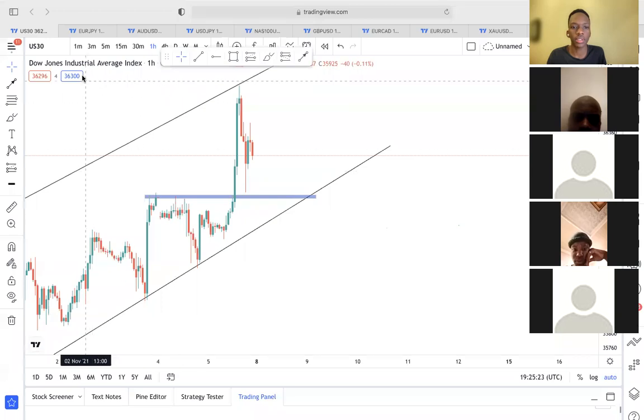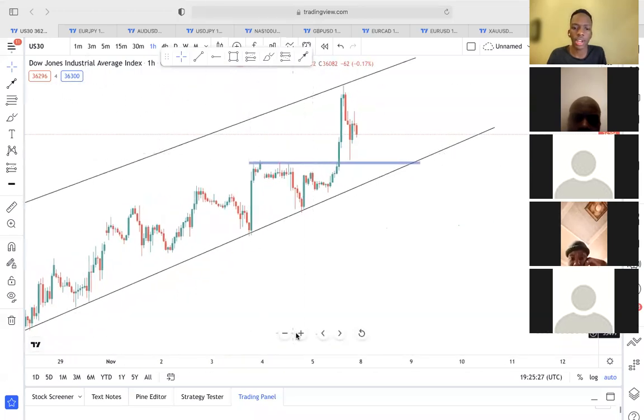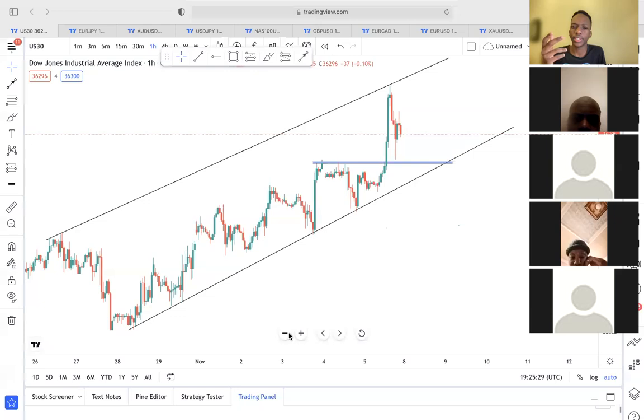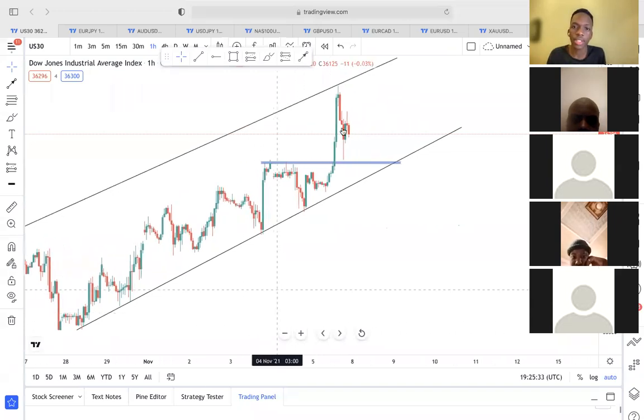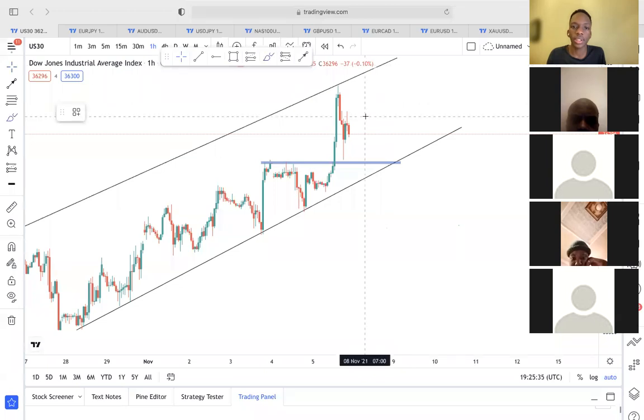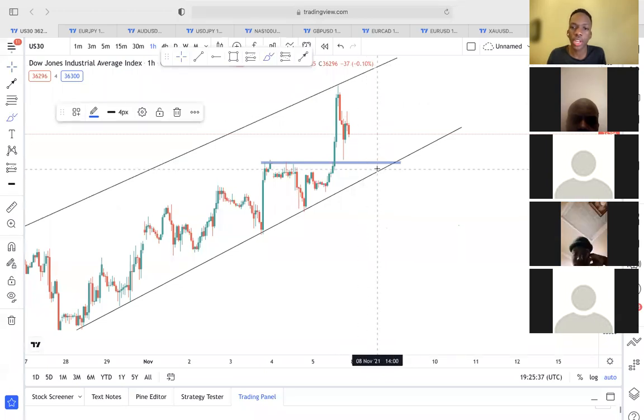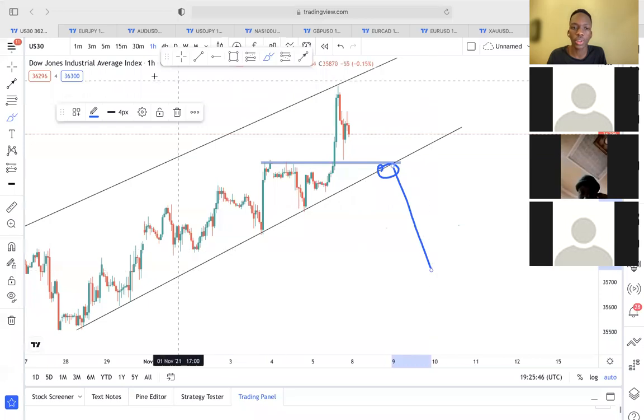So guys, as I was saying, we trade what we see, not what we think. We don't want to predict. So let's just say, for instance, this trend line is broken. Let's just say US30 closes below this trend line. Then we simply wait for a breakout, retest, then go short. You know what I mean?